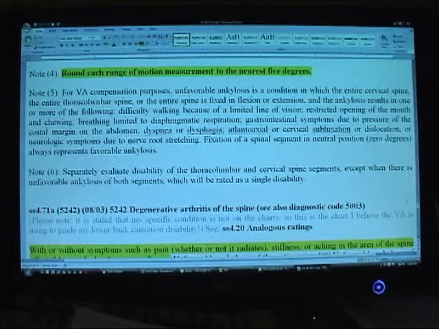gastrointestinal symptoms due to pressure on the costal margin of the abdomen, dyspnea or dysphagia, atlantoaxial or cervical subluxation or dislocation, or neurologic symptoms due to nerve root stretching. Fixation of a spinal segment in neutral position, 0 degrees, always represents favorable ankylosis. Note 6. Separately evaluate disability of the thoracolumbar and cervical spine segments except when there is unfavorable ankylosis in both segments, which will be rated as a single disability.